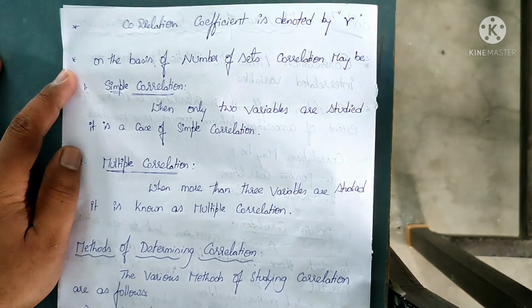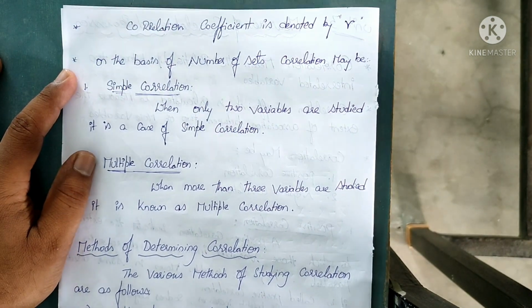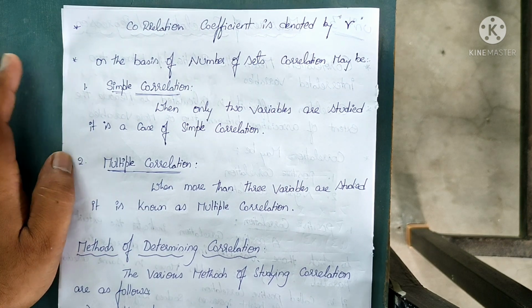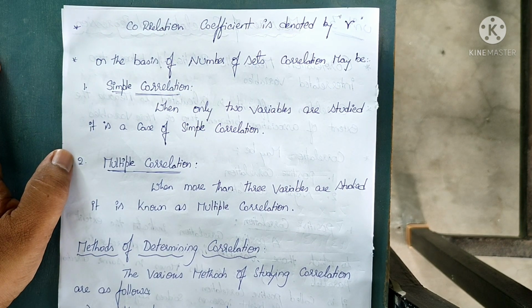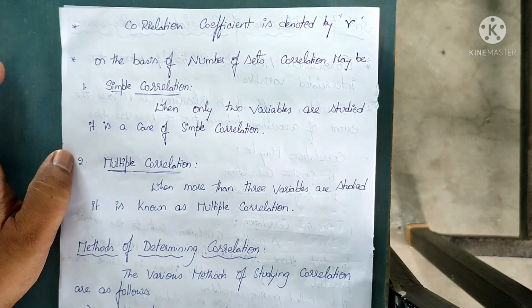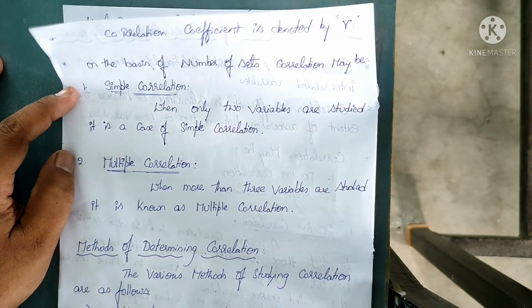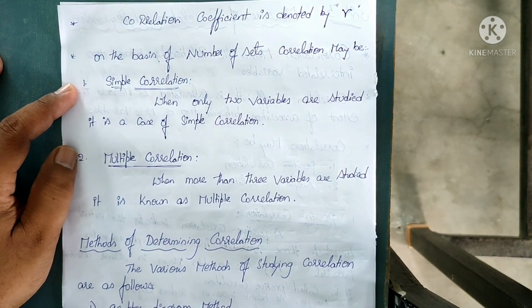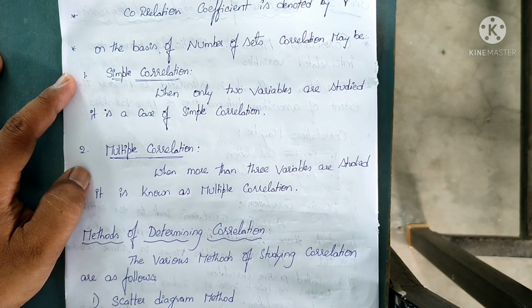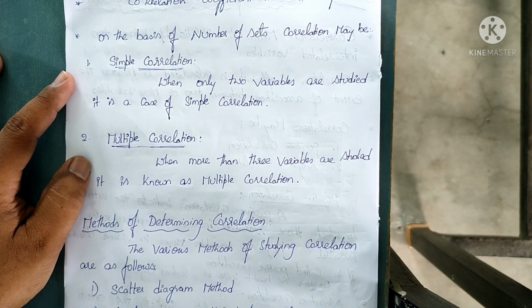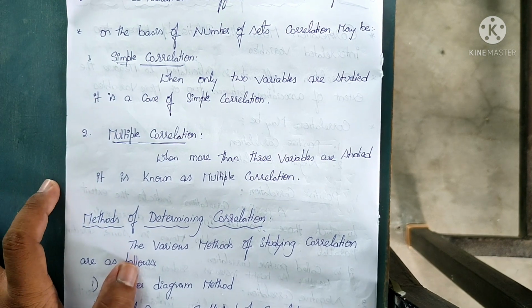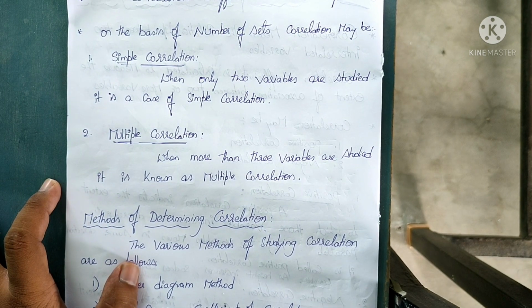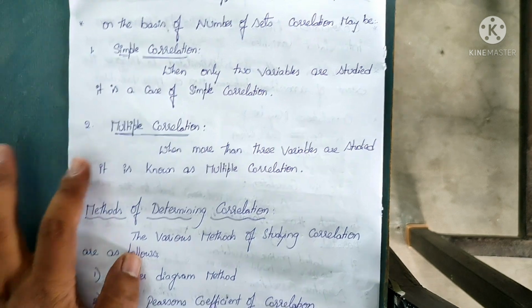On the basis of the number of variables, correlation may be simple correlation and multiple correlation. When we take only two variables to study, it is a case of simple correlation. So if we take only two variables, then it is called as simple correlation. When we take more than two variables for the purpose of study, it is known as multiple correlation.